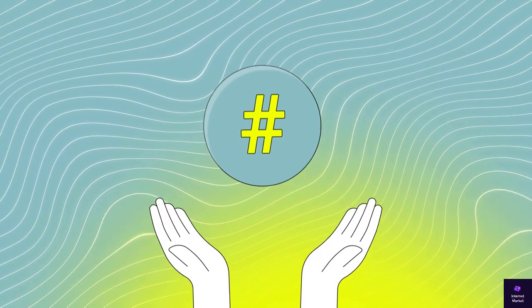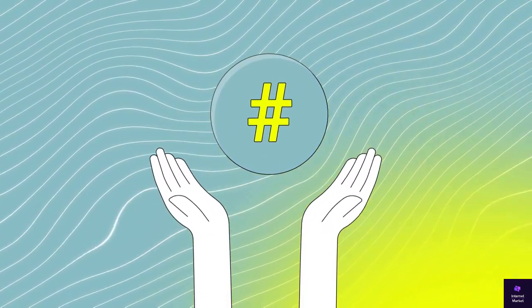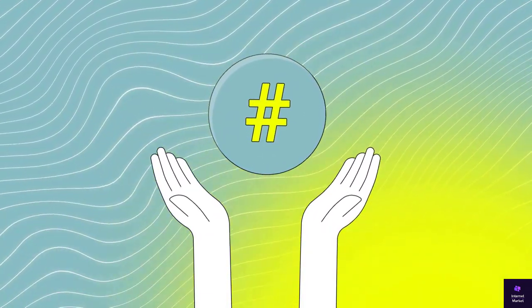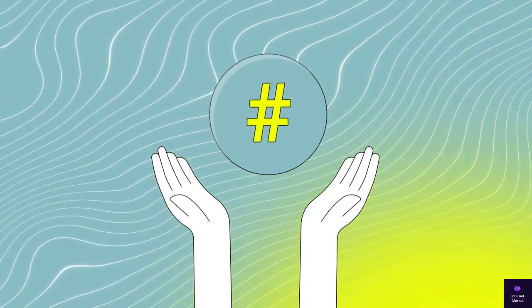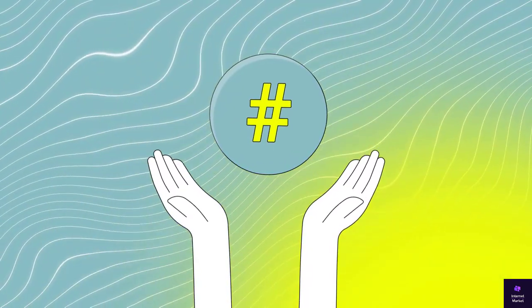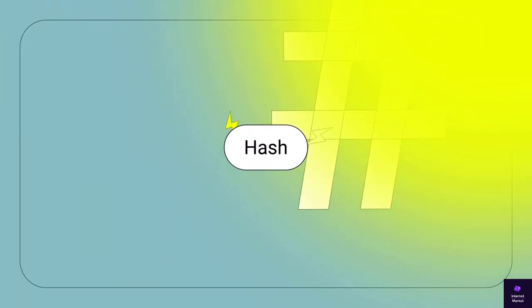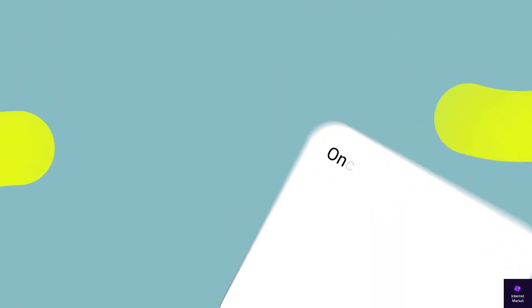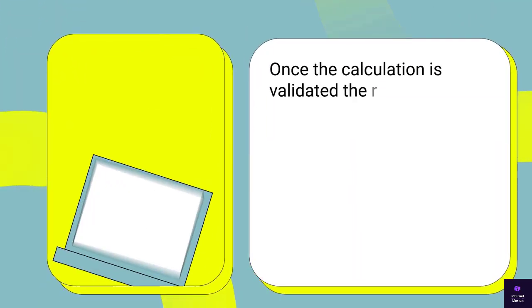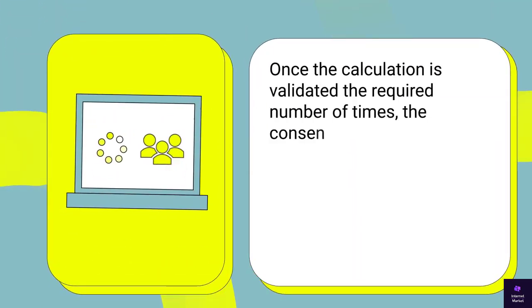The first one to find a suitable block hash is the luckiest. The randomness factor ensures the security of the system because the attacker can't add a fake block. It's quite easy to check if the hash is calculated correctly. The verification is carried out by other miners. Once the calculation is validated the required number of times, the consensus is reached.